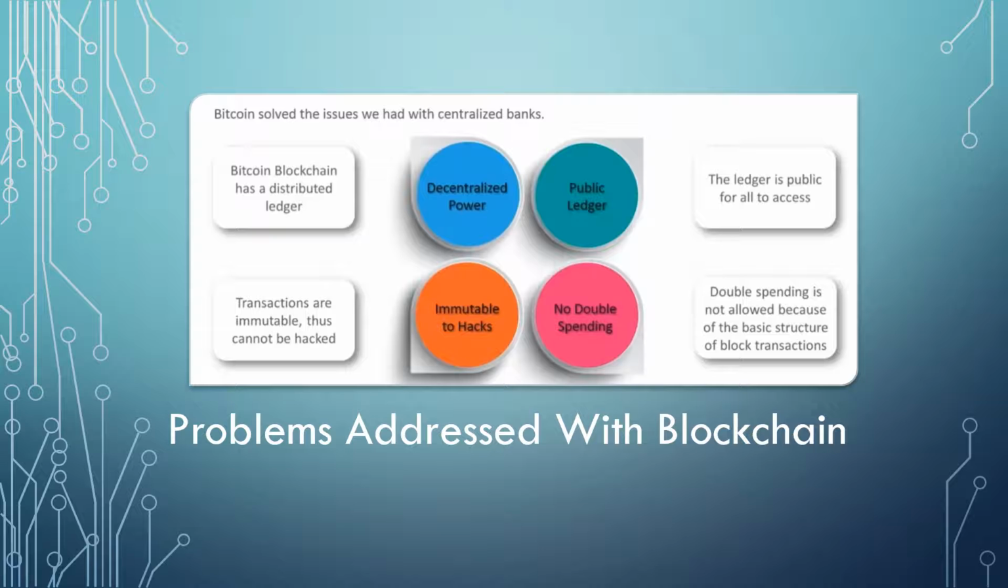The power which was held with one single authority earlier is distributed to everyone in the network, thereby making it a decentralized system where power is distributed to everyone who is a part of the network.